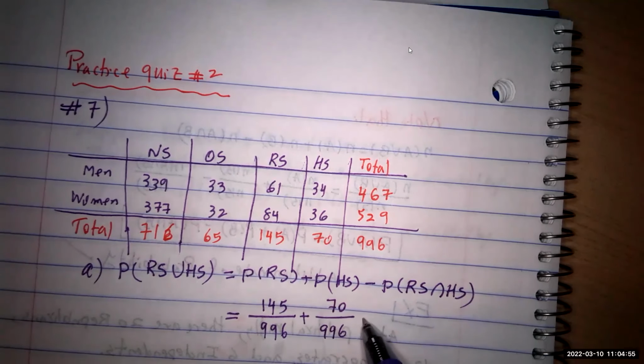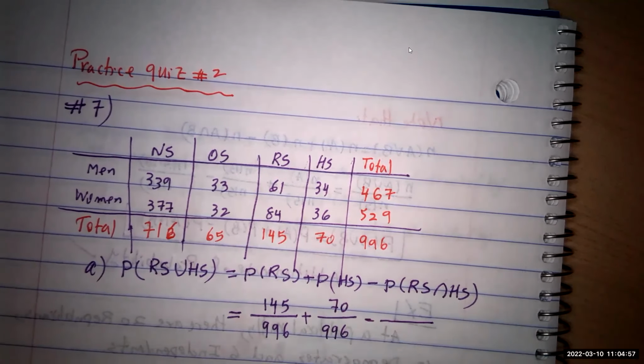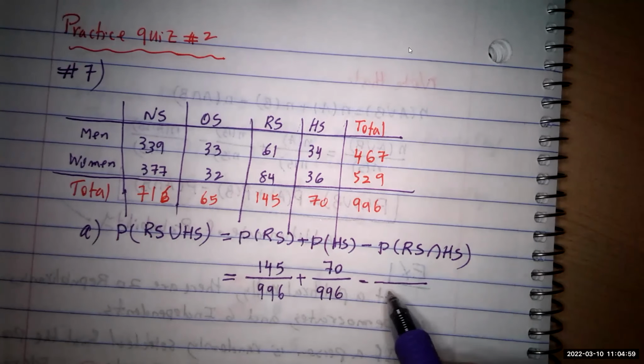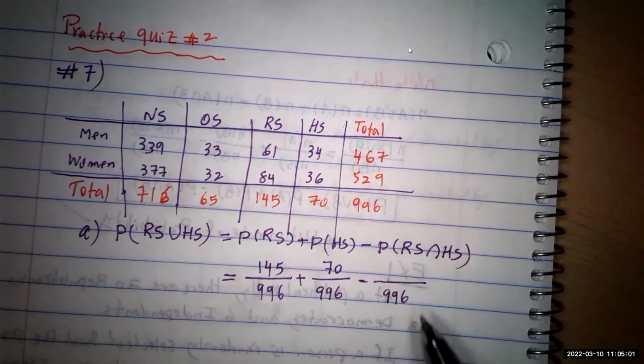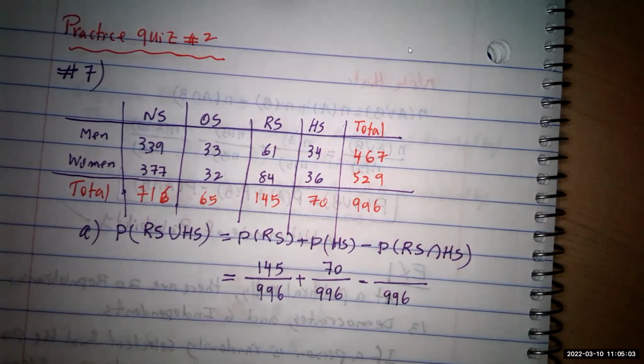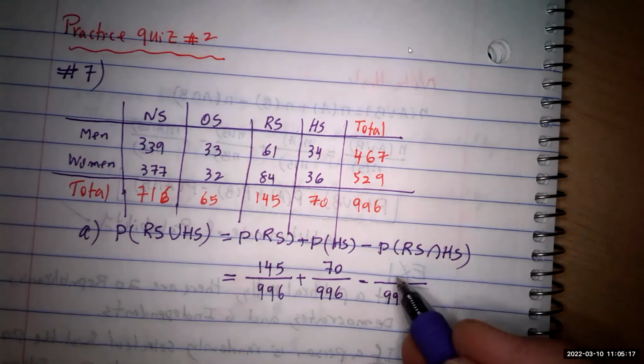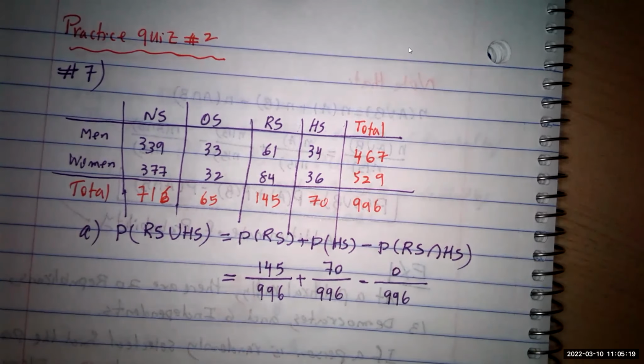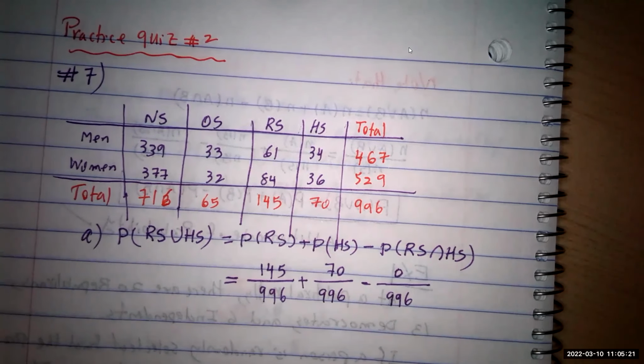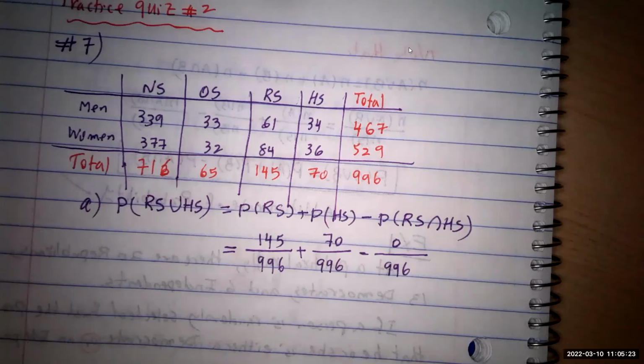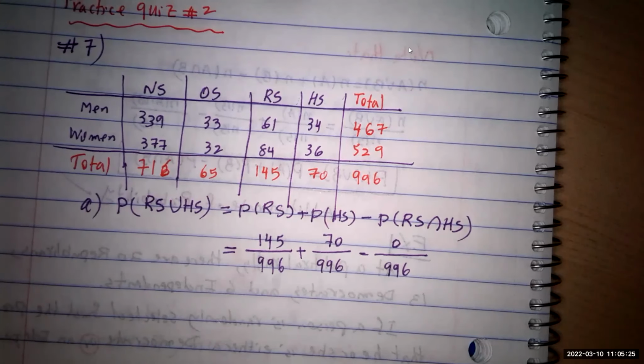For the next one, you check to see if this category is possible. The bottom is 996. What category is this one? A person to be a regular smoker and a heavy smoker. Can we have such a person? A person to be both a regular and heavy smoker is impossible. So in that case, this category is 0, because the person can be a regular smoker or a heavy smoker. So that last part is equal to 0.